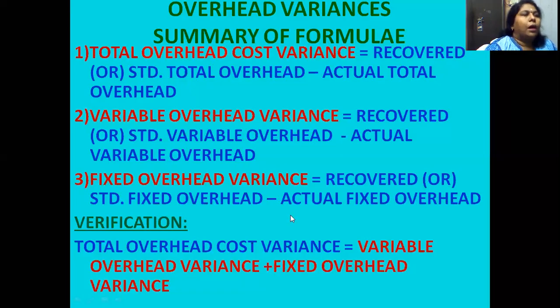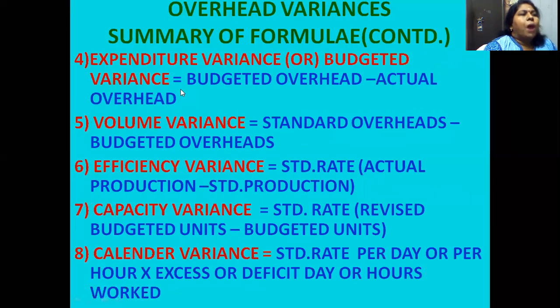The next slide is all about expenditure variance or budgeted variance. How to calculate the expenditure variance or budgeted variance? Budget overhead minus actual overhead, and we can make use of this formula to calculate the expenditure variances. You need to look at the problem, what expenditure is given, what is the budgeted and actual, and we need to compare. And next is volume variance. We calculate volume variance using this formula: standard overheads minus budgeted overheads.